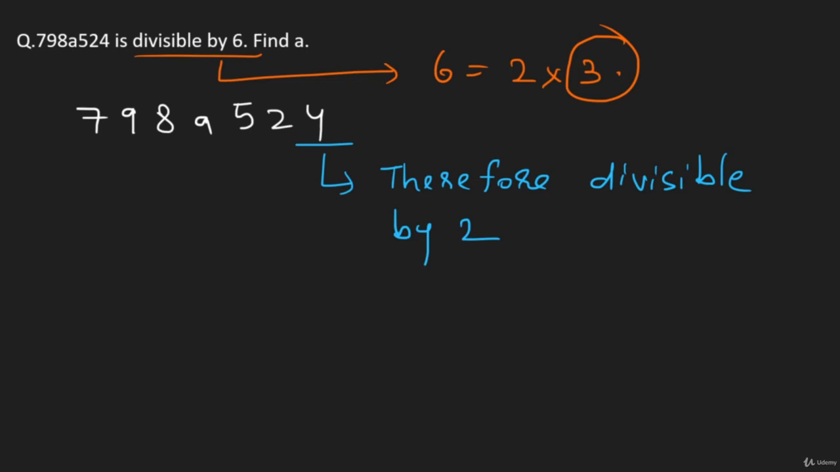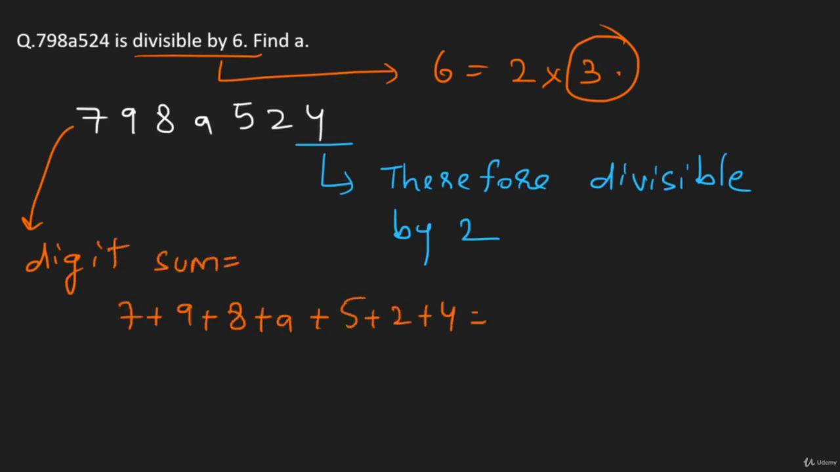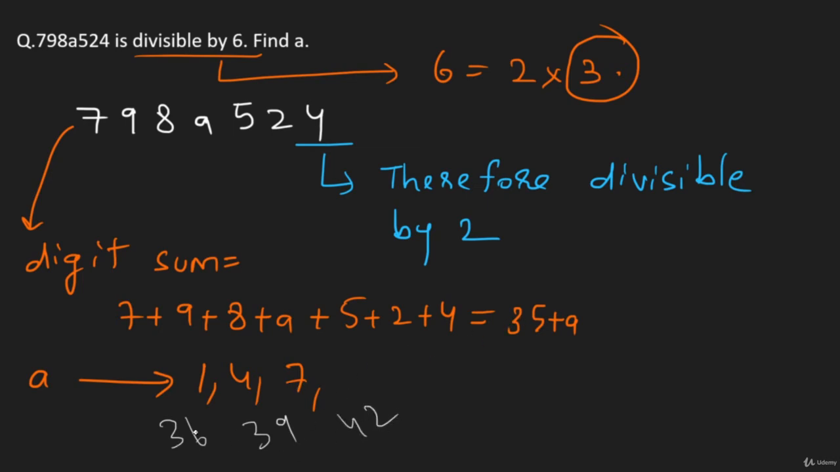For divisibility of 3, we know that the rule is that the digit sum has to be divisible by 3. Let's find the digit sum of the given number. That's 7 plus 9 plus 8 plus A plus 5 plus 2 plus 4. If you do this addition, you will get it as 35 plus A. Now 35 plus A has to be a multiple of 3. Therefore, the possible values of A are 1, 4 and 7. 35 plus 1 is 36. This is divisible by 3. 35 plus 4 is 39, and 35 plus 7 is 42, and these are divisible by 3. Therefore, if A is 1, 4 or 7, the given number is divisible by 6.